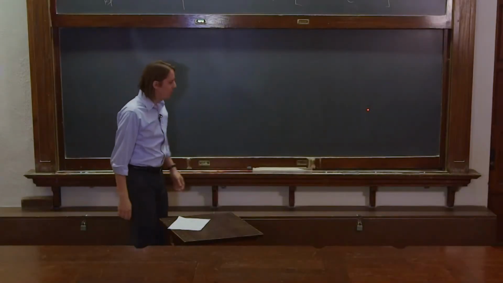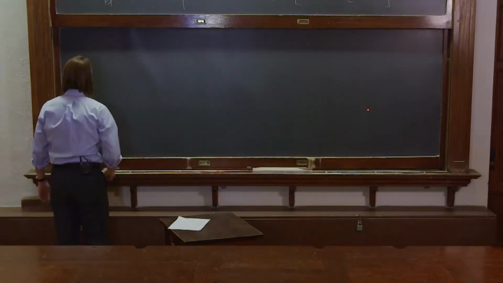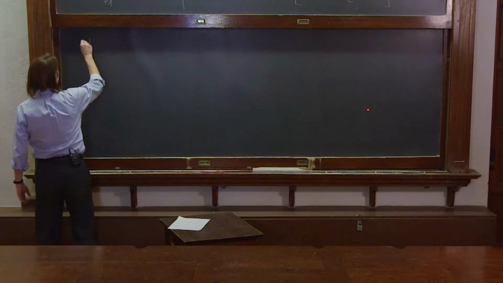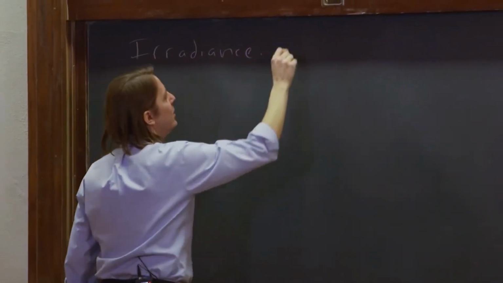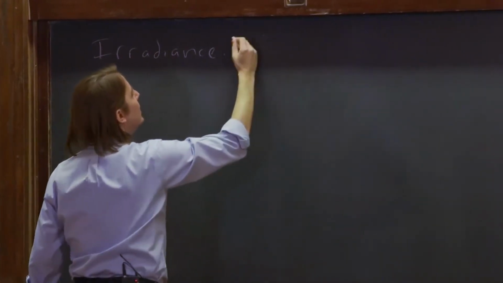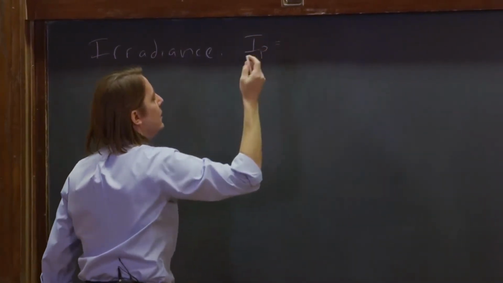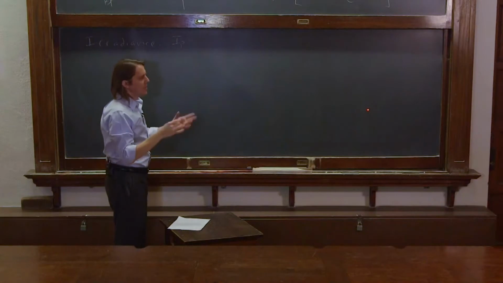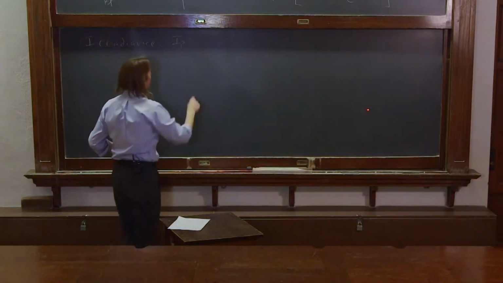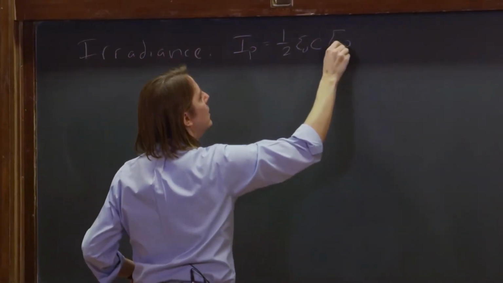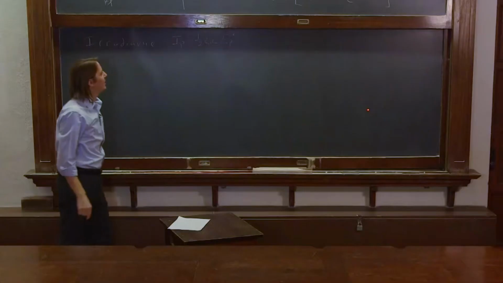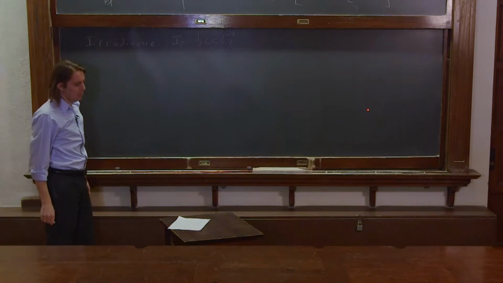And finally, we want to calculate the irradiance, not the electric field. We know that the irradiance on the screen, if we have the electric field, we take the time average and take out the oscillating part, giving 1/2 epsilon naught c times the field amplitude squared.